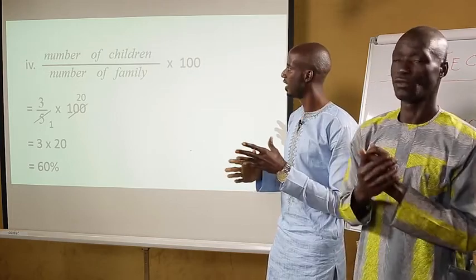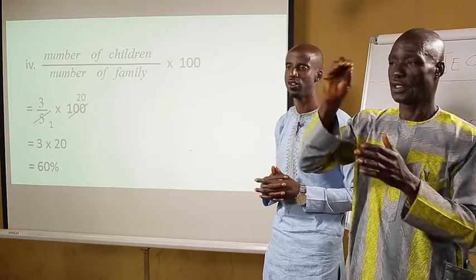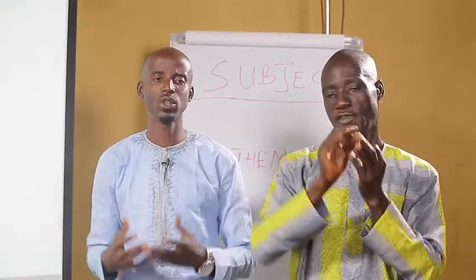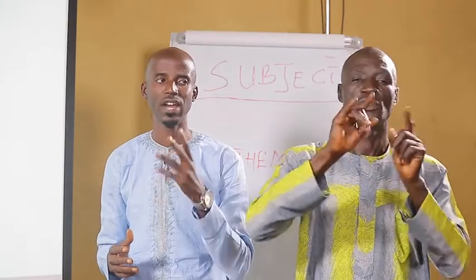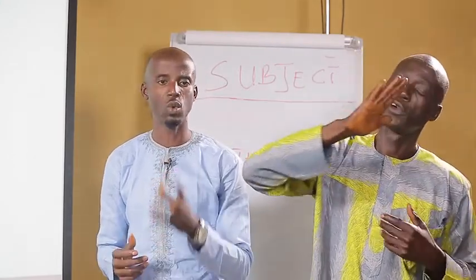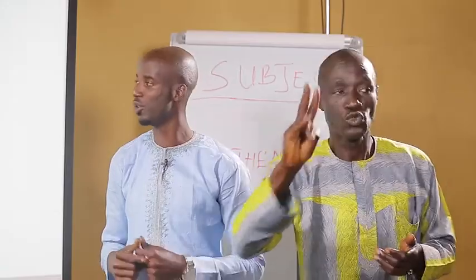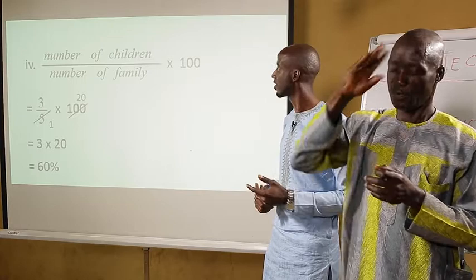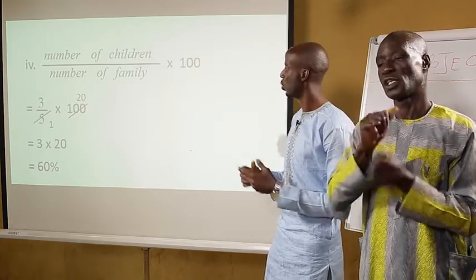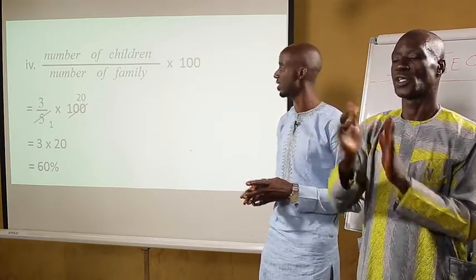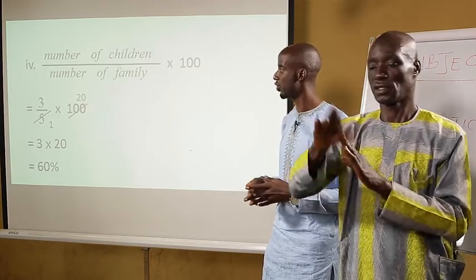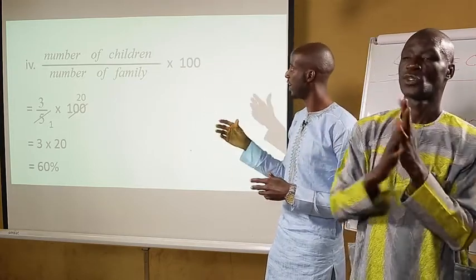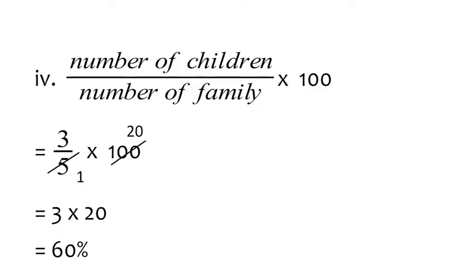4. What is the percentage of the number of children in the family? When you go back to the question, it says we have father, mother, 1 son, and 2 daughters. So the number of the children in the family is the son plus the 2 daughters. When you add the son plus the 2 daughters, you have the number of children as 3. So therefore, we have number of children 3 divided by number of family members, which is 5, multiplied by 100.